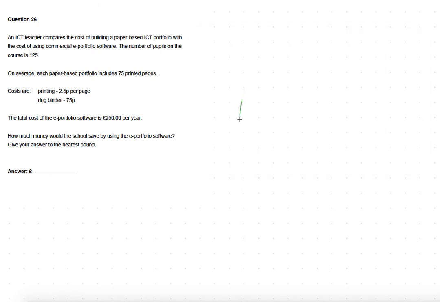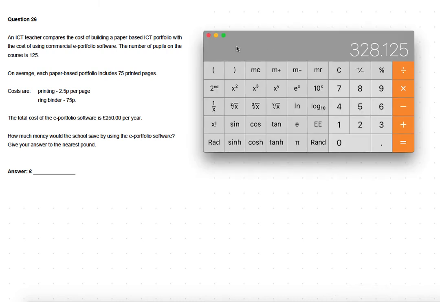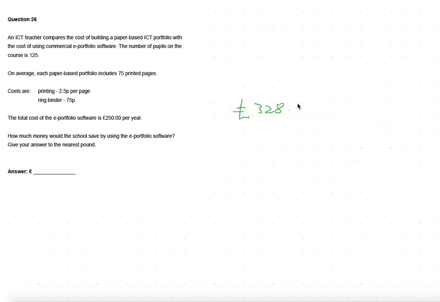Let's jot that down. £328, and then we've got a 125 afterwards. Now again, really for this question, let's go straight to the give your answer to the nearest pound. And it should again be fairly obvious that it's £328.